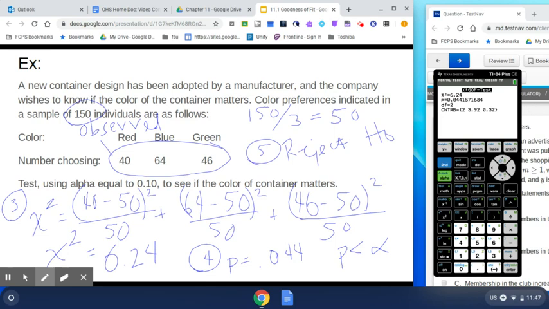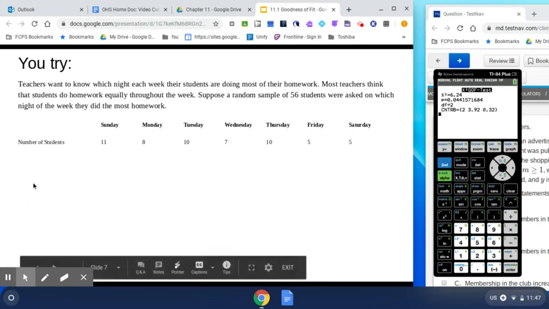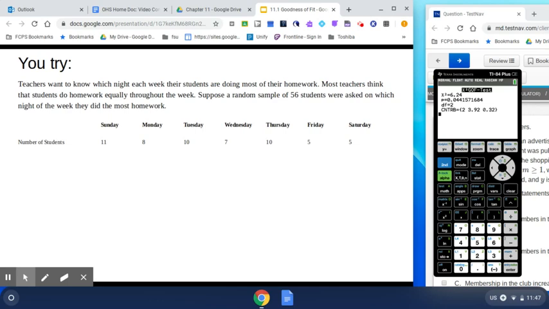So I guess, did we see if the color of the container mattered? Yes, it does seem to matter at alpha equal to 0.10. Okay, here's the you try example. Pause the video here, guys. See if you can complete the 6 steps to hypothesis testing for goodness of fit, and then unpause the video to see the answer.